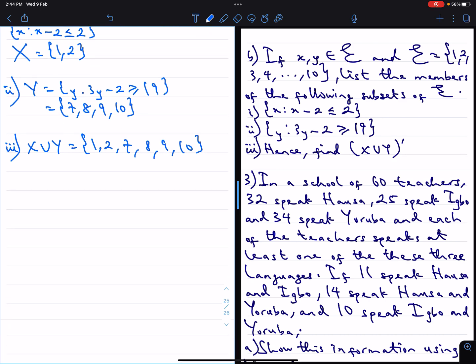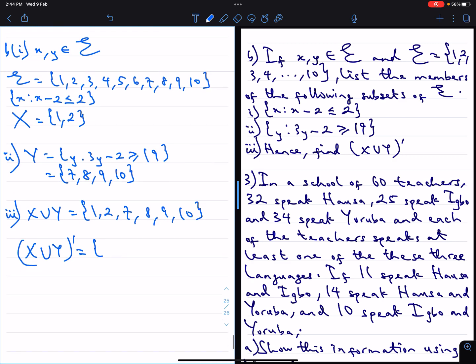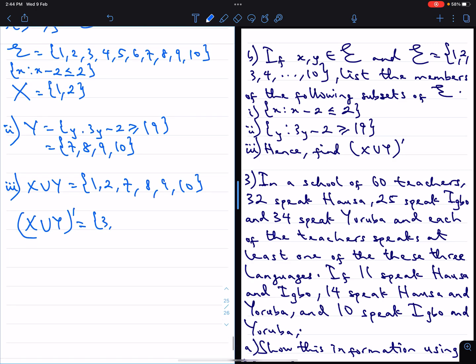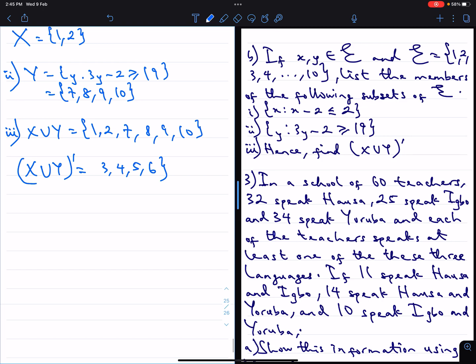Now what's going to be the complement of that? The complement of the set X union Y will be the elements that are in the universal set but not in X union Y, and those are 3, 4, 5, and 6. That's the complement of X union Y. And that's it, very, very simply.